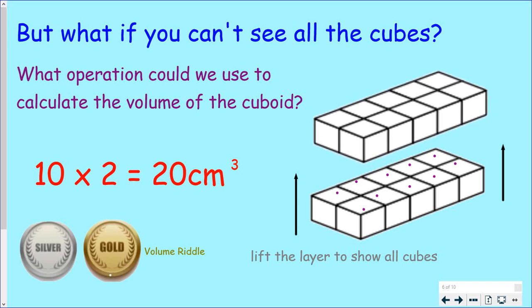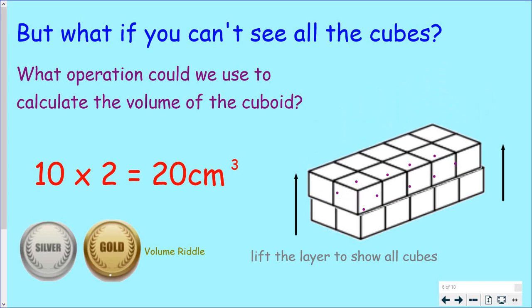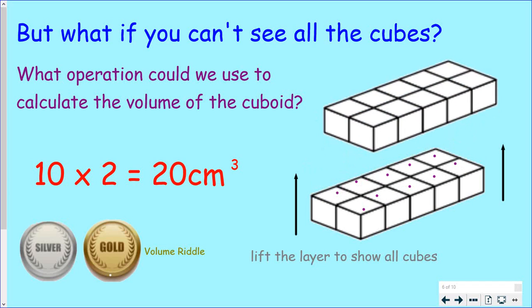But just be careful, because sometimes we can't see all the cubes, we can't see the ones right at the back, so you might need to lift it and visualise that shape a little bit today. So that's an example of the silver questions today. There's a separate gold task which is very similar to this. It's called the volume riddle. In that task, you need to work out the volume of the shapes, and they're all cuboids like this. So you're going to have to use this method of counting one layer and then multiplying it by how many layers you've got to work out how many cubes.